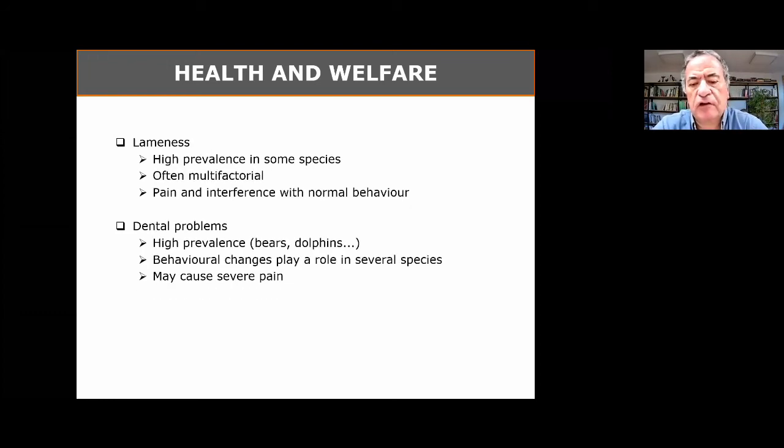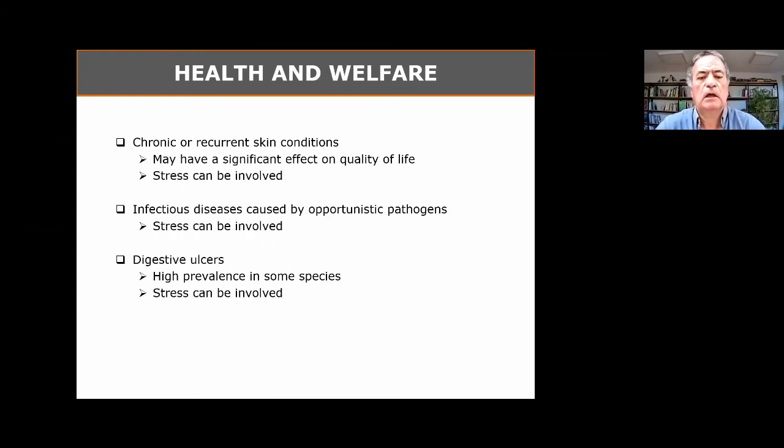Behavioral changes may play a role in several species. Think about marine mammals, for example, and they may cause severe pain. Chronic or recurrent skin conditions. So remember about pruritus, and also the fact that in humans, it has been known for a long time that skin conditions and chronic stress, anxiety, and so on show a comorbidity. So there is a comorbidity between mental health problems and skin conditions. And the evidence we are gathering, mainly in companion animals, points in the same direction.